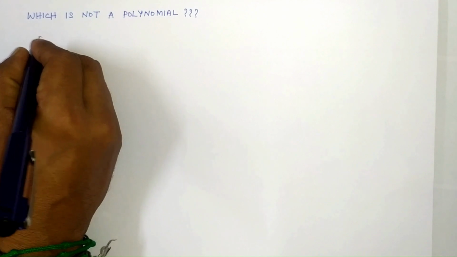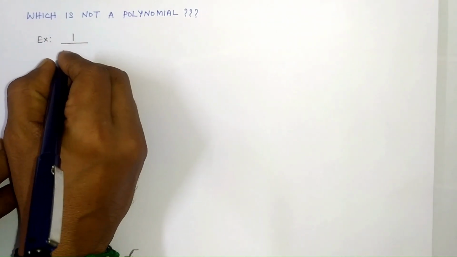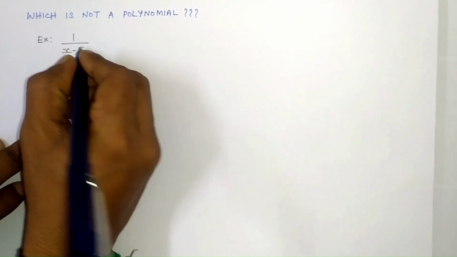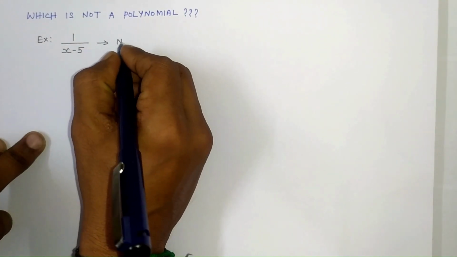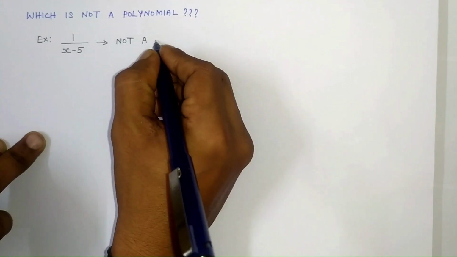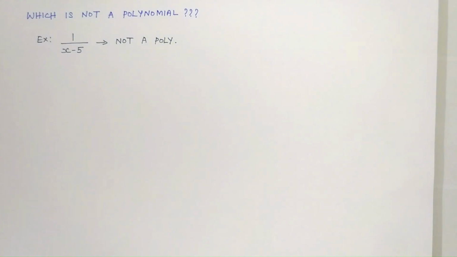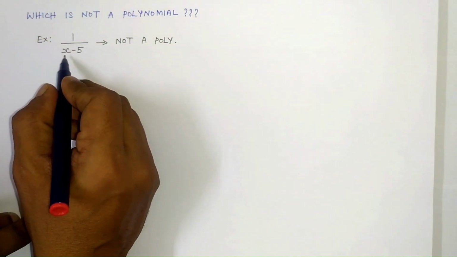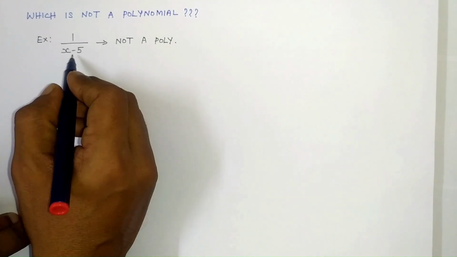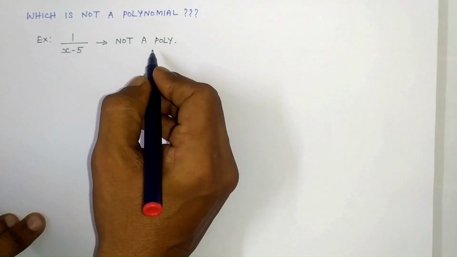So, example, say 1 by x minus 5. This is not a polynomial. The reason is, what is the power of x? What is the degree of x? The degree of x is 1, but it is in the denominator. So this cannot be accepted as a polynomial.